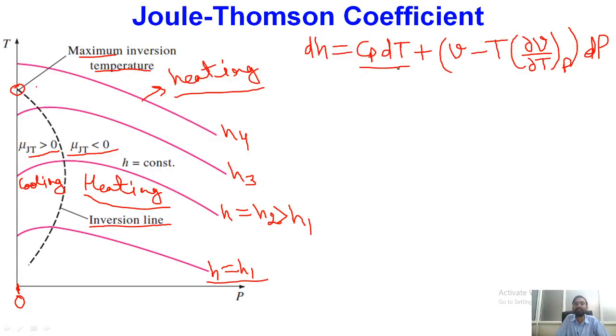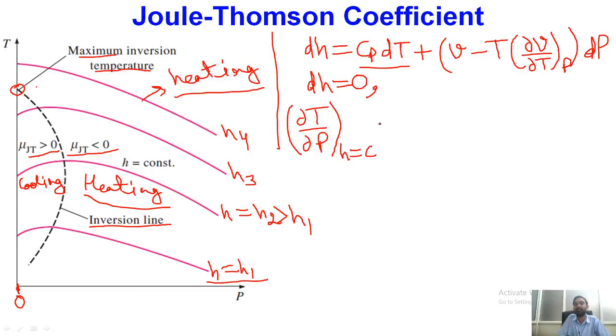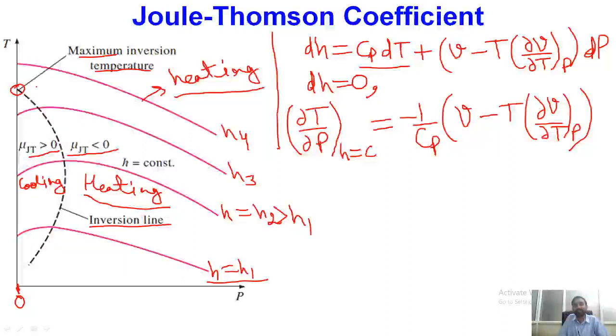However, this formulation of enthalpy is derived from the thermodynamic property relations, which are beyond the scope of our course. That's why I am directly writing this enthalpy equation. Now we know for a throttling process, dH is equal to zero. So what will happen from here? If I bring the dT term to the left hand side, we will have minus Cp into del T, and ultimately if I divide throughout by del P, I can find del T by del P at constant enthalpy, which comes out to be minus 1 by Cp times specific volume minus T times del V by del T at constant pressure. This is the definition of our Joule-Thomson coefficient, mu JT.